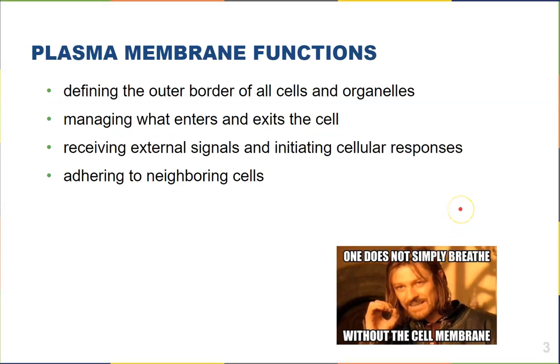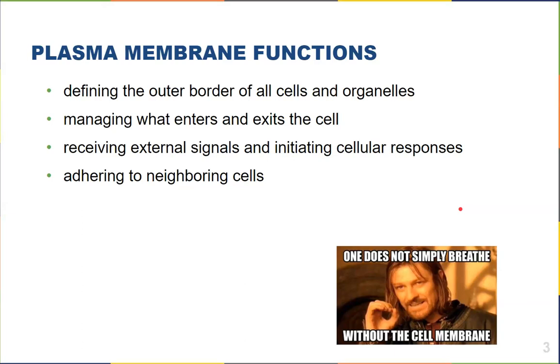So the plasma membrane has a lot of functions, which we know, defining the outer border of the cell. It also defines the outer border of organelles inside the cell. It manages what enters and exits the cell, so it's able to keep the interior environment of the cell at a set range different from the exterior of the cell.